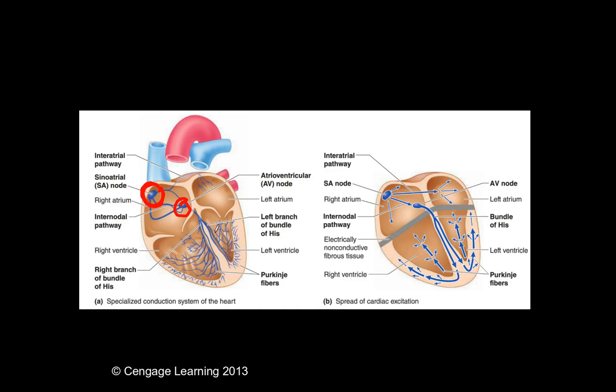and then being sent down the bundle of His, down the Purkinje fibers throughout the rest of the ventricle myocardium, and then coordinate those to contract at the same time as well. So that is how this is going to be propagated throughout the heart.